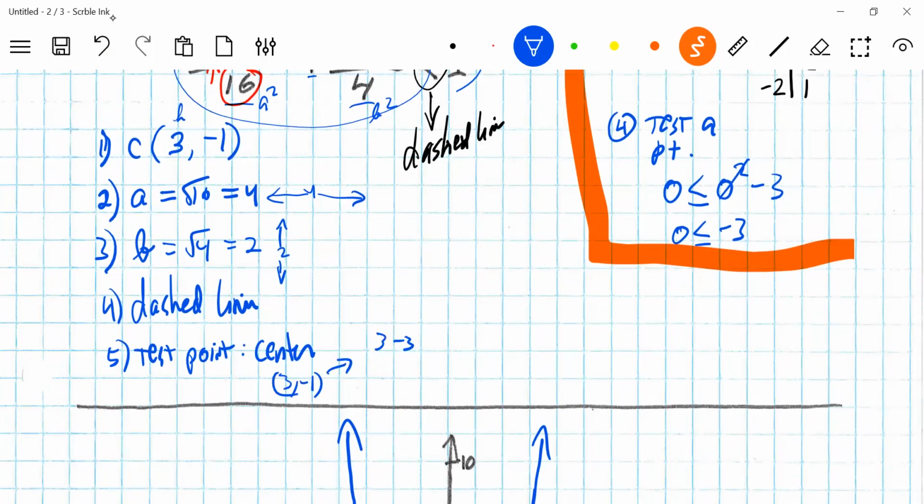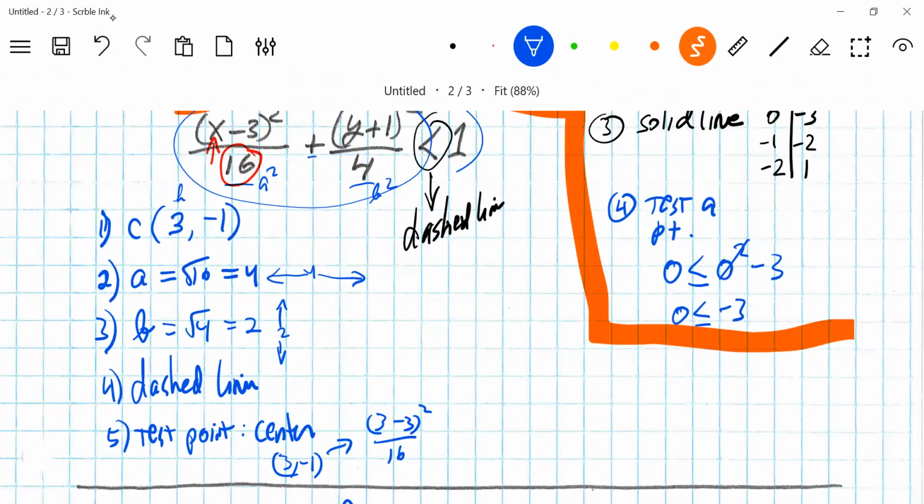And so the center is 3, -1. So I do 3 minus 3 squared over 16. I'm following what I see up there. And -1 plus 1 squared over 4. Is that less than 1? Well, this is 0 over 16, which is 0, and 0 over 4, which is 0. So 0 plus 0 is 0. So what we have is 0 less than 1, which is true.